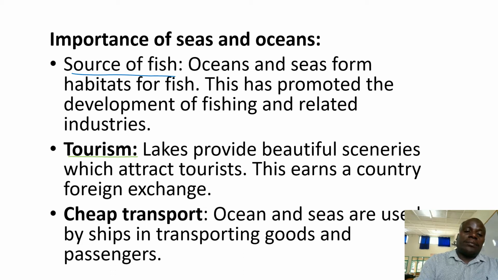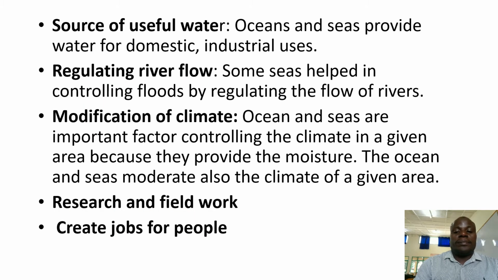Next, seas and oceans provide cheap transport, navigation. Next, seas and oceans are a source of water for home use and industrial use. Seas and oceans regulate river flow. That's where most of the rivers end, and this controls floods.